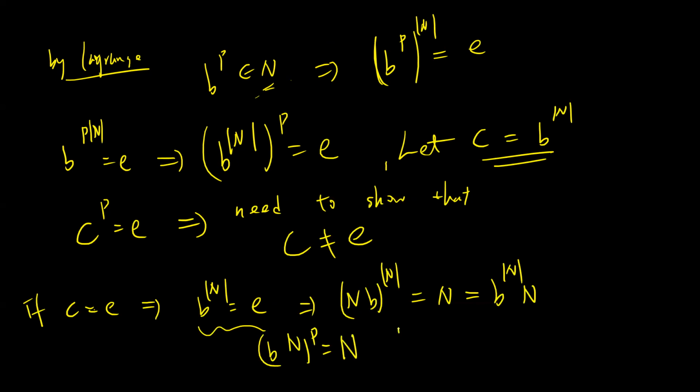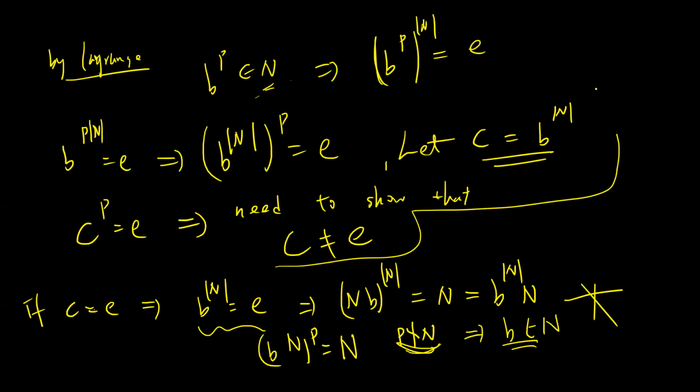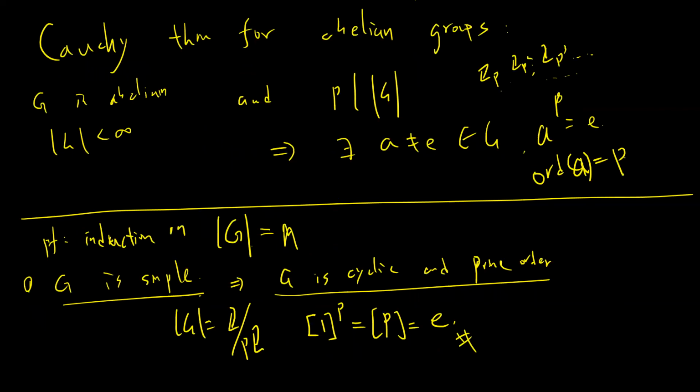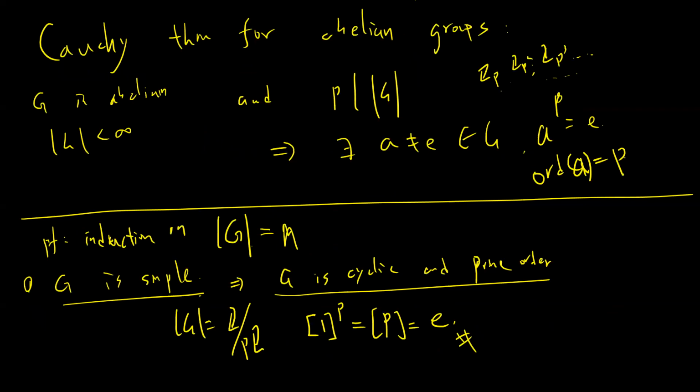But you know that P does not divide n. So the only possible case is that B must belong to n, because there's no way that this can happen otherwise. This is a contradiction, because previously I assumed that B does not belong to n. So this proves that c is not the identity, and we finish our reduction. Whew. Hope you guys can understand what I'm talking about. This is the theorem, Cauchy's theorem for abelian groups.